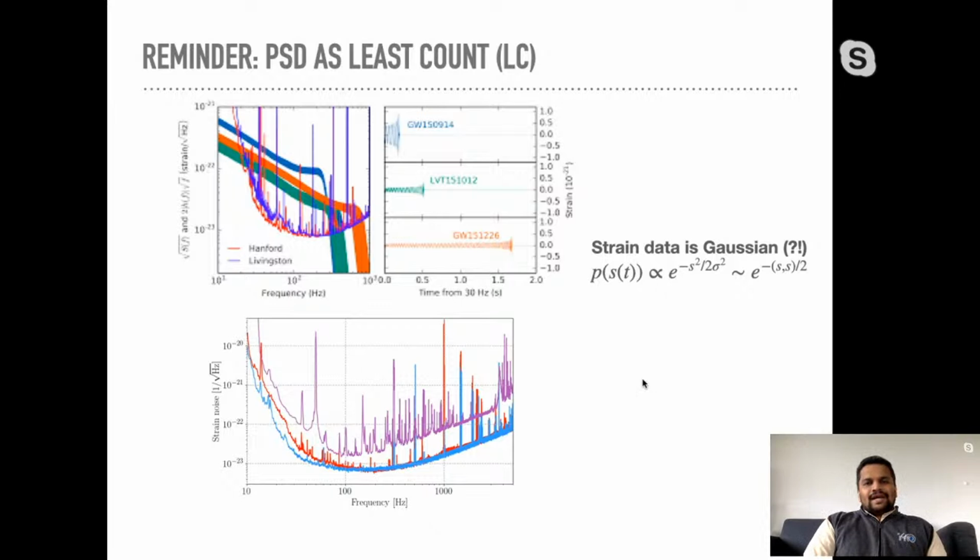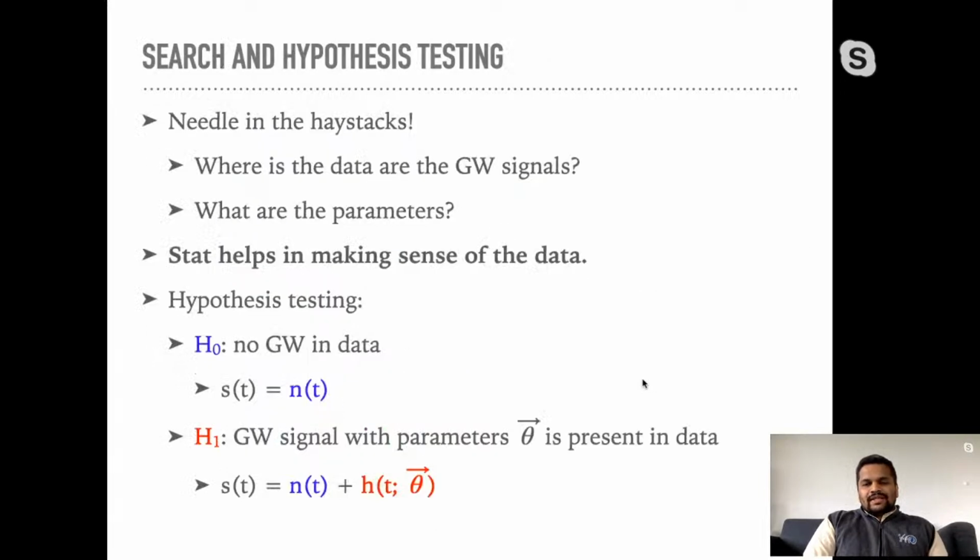So given this, we have LIGO data and we want to find where the signal is in all this data. And how do we do that? Well, for that we use statistics, something known as hypothesis testing. Hypothesis testing is very simple: we put up two hypotheses. One is called H naught. I don't know why it is H naught and H1, but that's how it is. So the first hypothesis says there is no gravitational wave data or signal. The data is just noise.